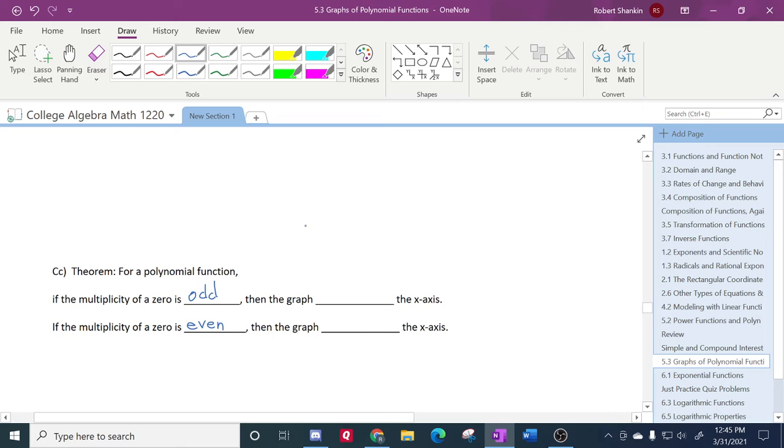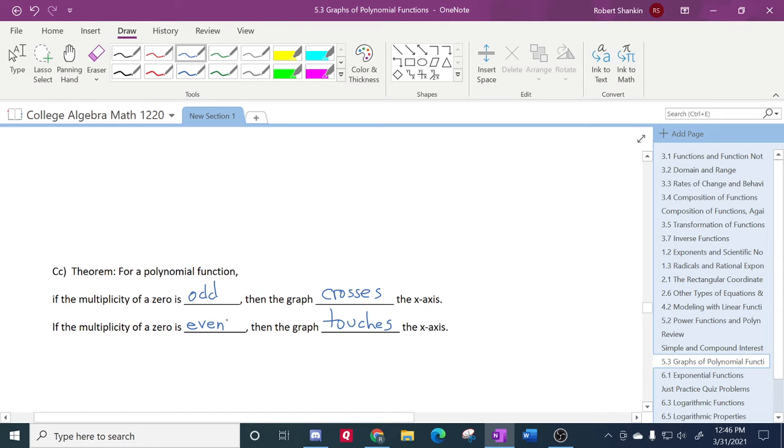And group 2, what do you have? If the multiplicity of a 0 is odd, then the graph... We put, for the first one, we put crosses, and the other one touches. That is correct.